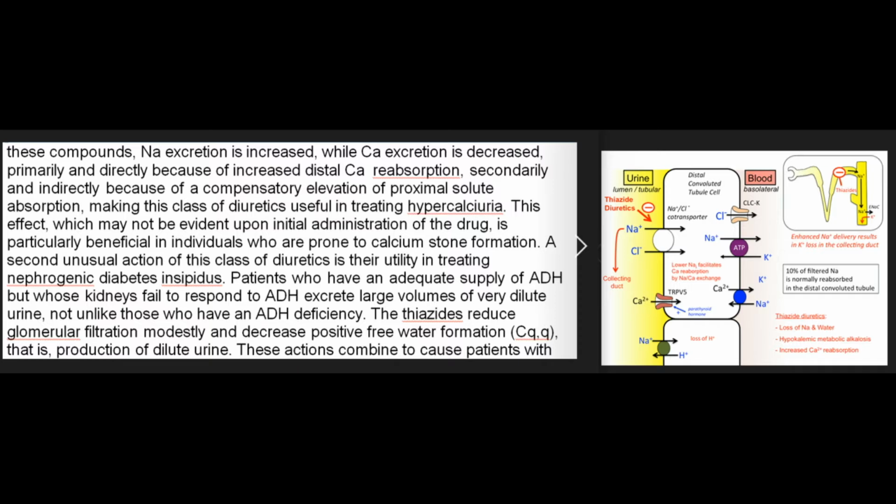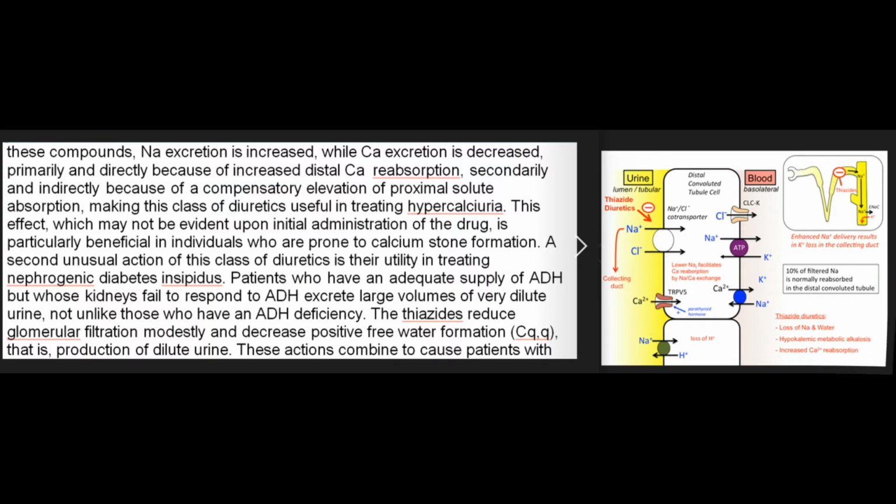A second unusual action of this class of diuretics is their utility in treating nephrogenic diabetes insipidus. Patients who have an adequate supply of ADH but whose kidneys fail to respond to ADH excrete large volumes of very dilute urine, not unlike those who have an ADH deficiency. The thiazides reduce glomerular filtration modestly and decrease positive free water formation, CH2O, that is, production of dilute urine.